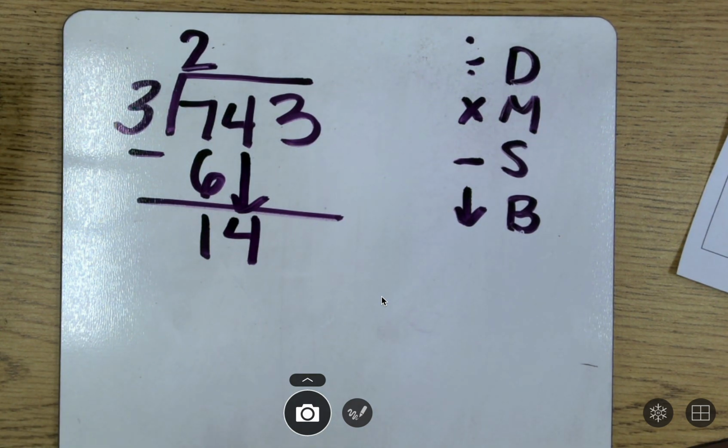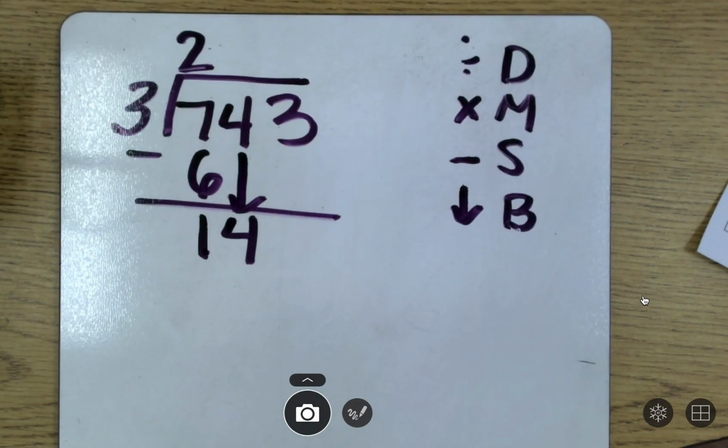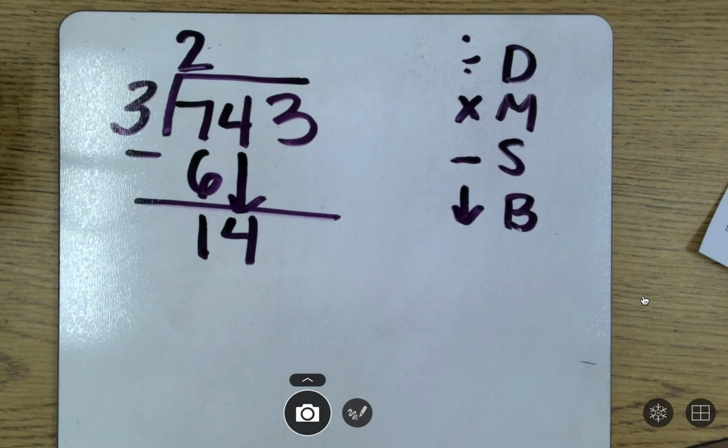And what are you going to ask yourself? I want you to ask yourself the question right now. Say it out loud. Go ahead. All right, I hope you said, does the 3 fit into the 14? And you told yourself, absolutely. And then you said, how many times does a 3 fit into the 14?